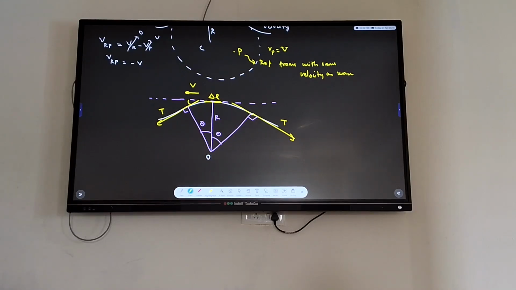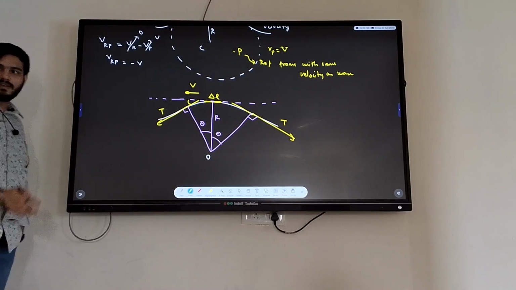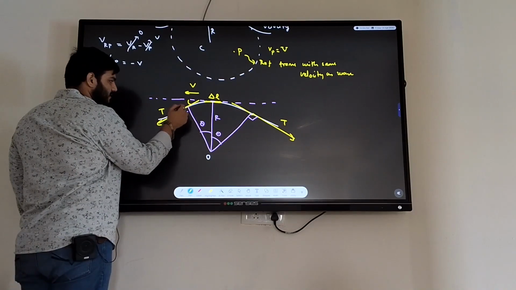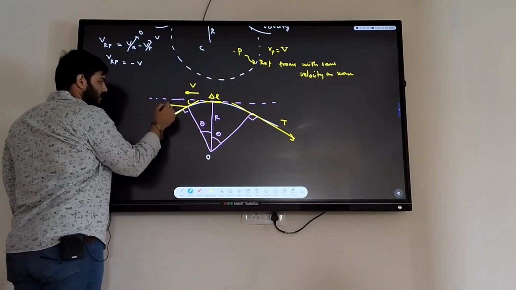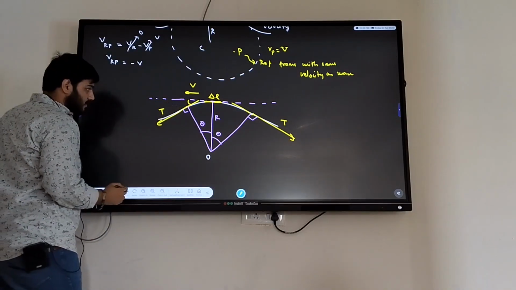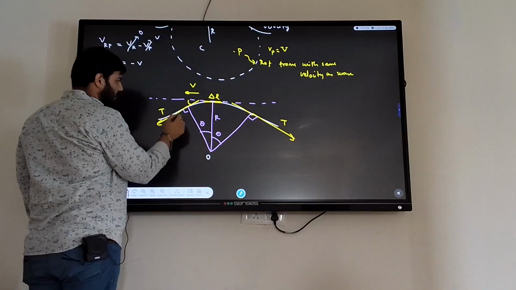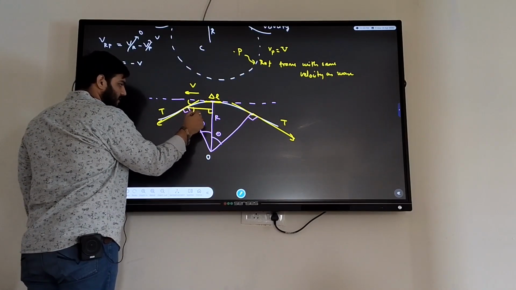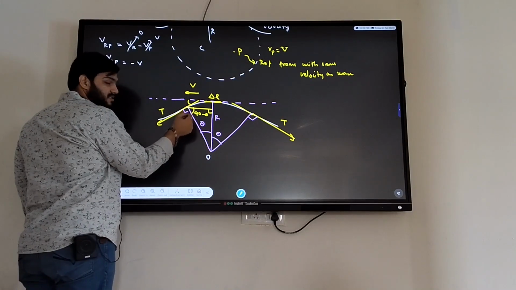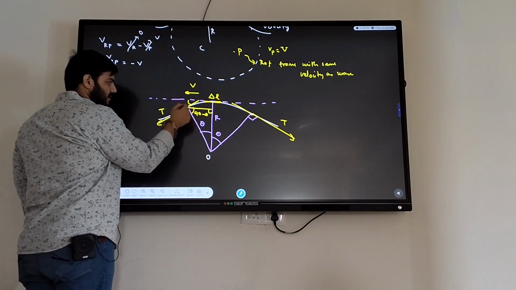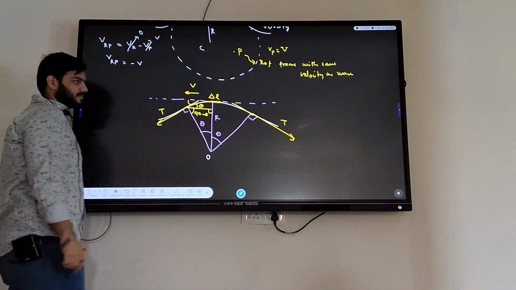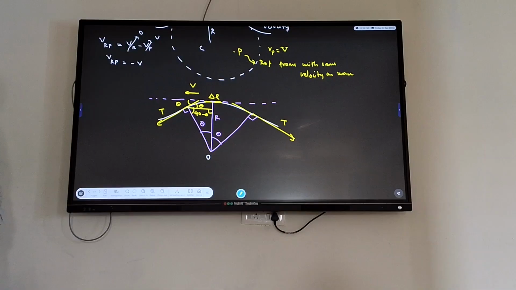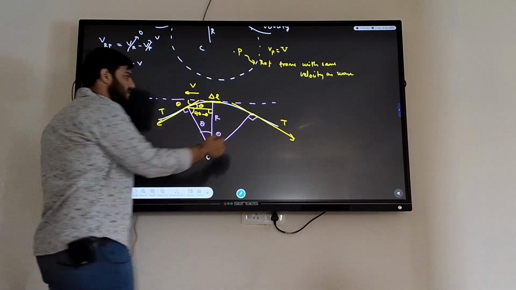Should this angle be theta or 90 minus theta? Theta. How many of you agree it should be theta? Alternate angles, see, this is theta. Then here, what will this be? This will be 90 minus theta, yes or no? The whole thing is 90, then this should be theta. If that is theta, then this is theta. So this is also theta.